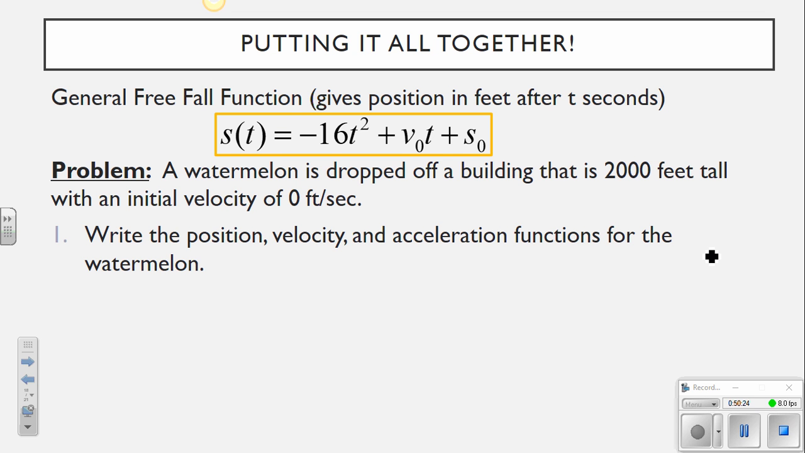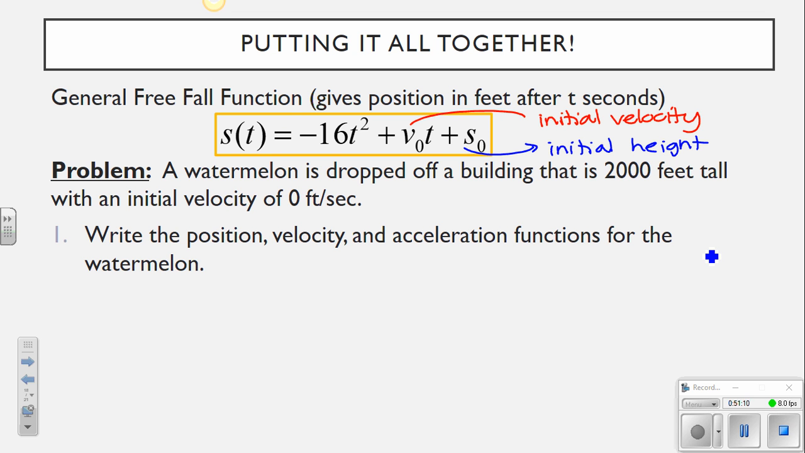Next. Put it all together. So this is what we call the general free fall function. It gives position based off time. So you're going to see s of t equals negative 16t squared plus v sub 0 t plus s sub 0. You guys see that? Now, this v sub 0 is what we call the initial velocity. So it'll tell you what the initial velocity is. S sub 0 is going to be the initial height. So where you start, the height, correct?